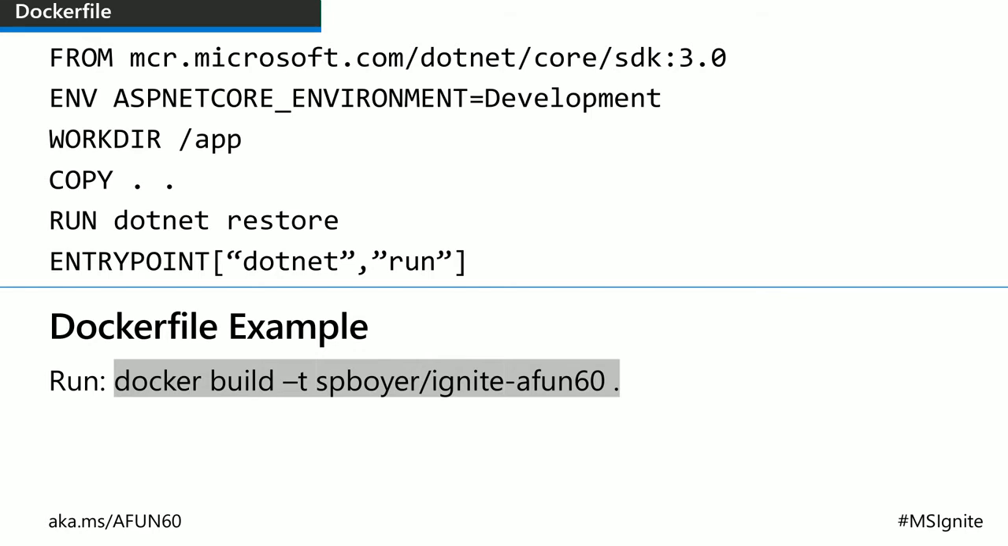In order for me to actually build this Docker container and create it for me to use at other places, I would run a command, docker build, with a -t, which allows me to tag this image with the name of my repository, spboyer/ignite-AFUN60, which happens to be the name of this presentation. And that will build the actual Docker image. This essentially is a template for my application.